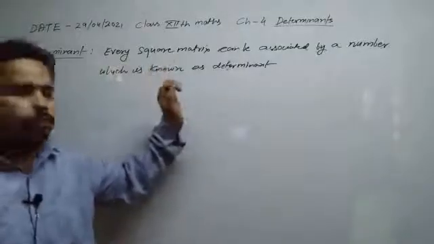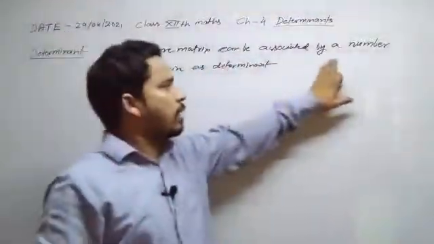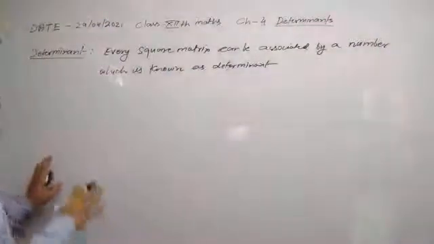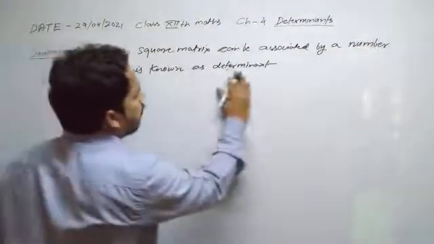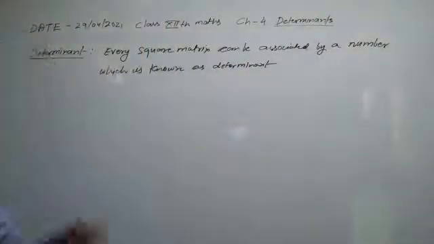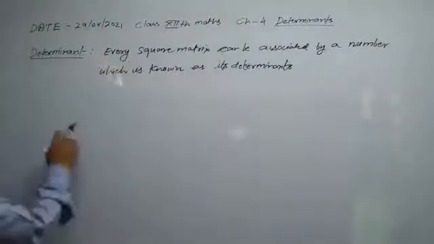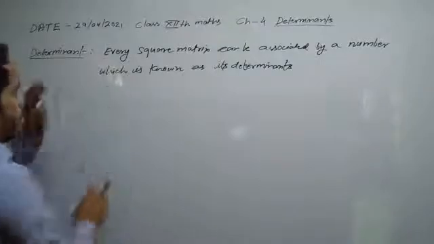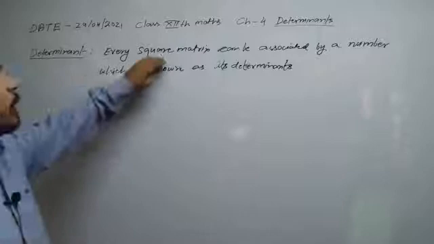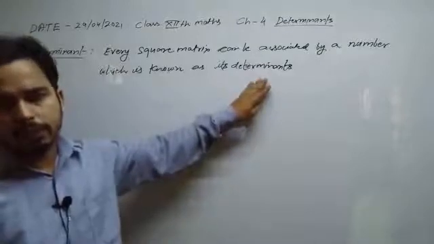Any square matrix can be associated with a single particular number, and that is known as the determinant. That means the determinant is the value obtained by solving a square matrix. And how will you solve a square matrix? Now again I am repeating, every square matrix can be associated by a number which is known as its determinant.